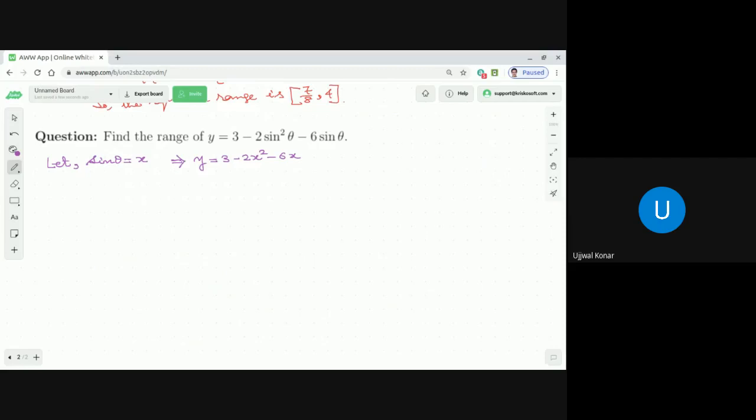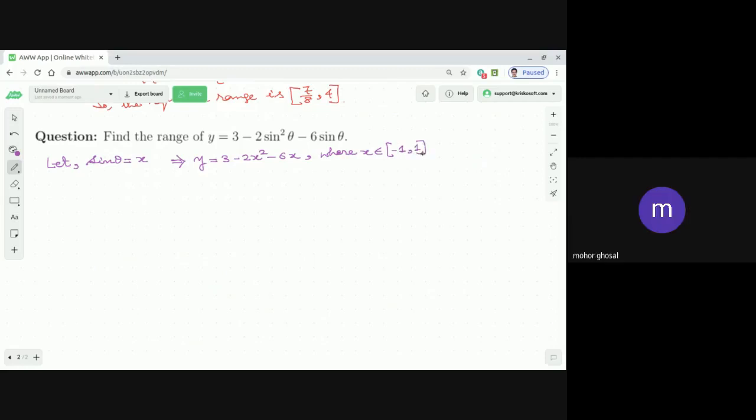What is the value of sine theta? What is the minimum value of sine theta? -1. Very well said. And the maximum value of sine theta? +1. So that means the value of sine theta can vary from -1 to +1. Hence, we can say that x can vary from -1 to +1. So that is your restricted domain.